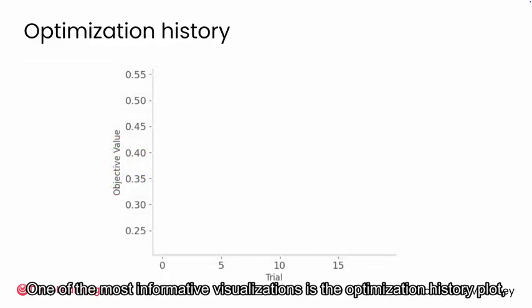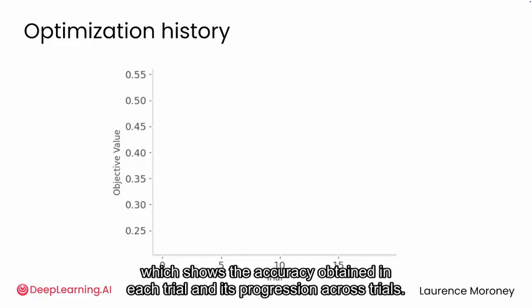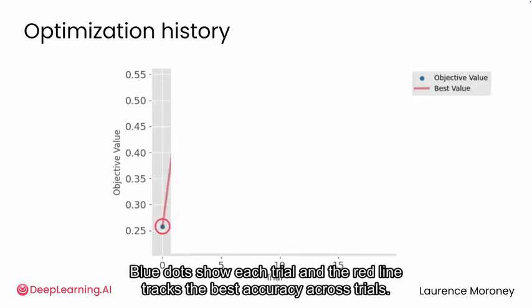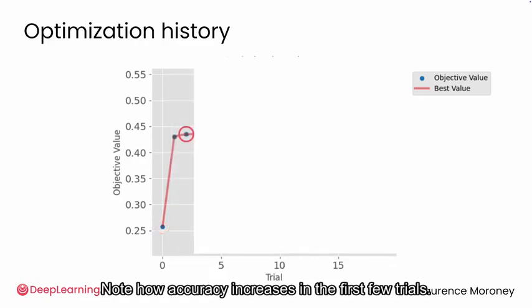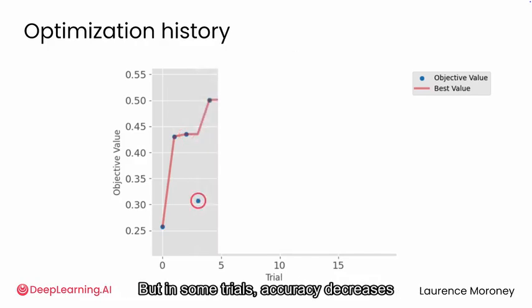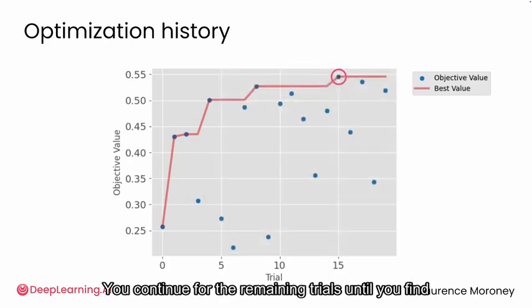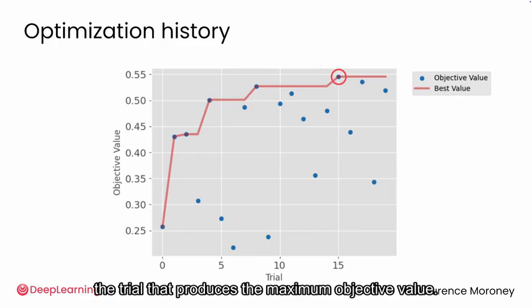One of the most informative visualizations is the optimization history plot, which shows the accuracy obtained in each trial and its progression across trials. The x-axis represents trial numbers, and the y-axis reflects the objective value, validation accuracy. Blue dots show each trial, and the red line tracks the best accuracy across trials. Note how accuracy increases in the first few trials. But in some trials, accuracy decreases, and the red line is maintained at the value of the best accuracy up to that point. You continue for the remaining trials until you find the trial that produces the maximum objective value.